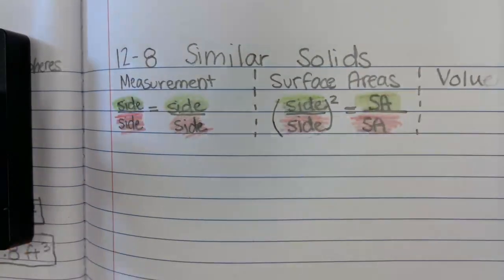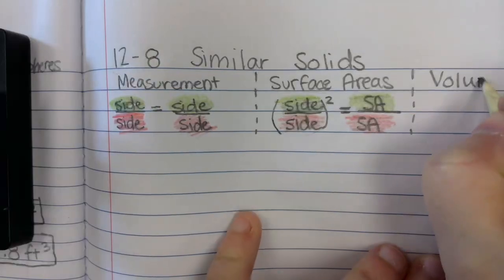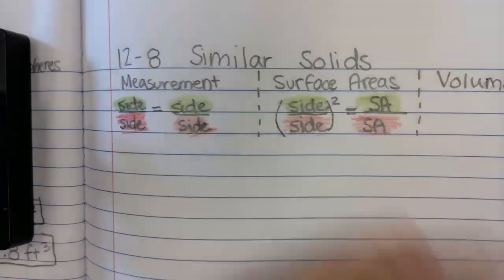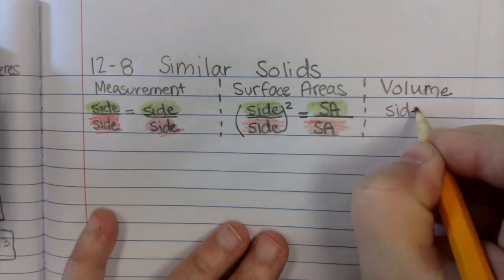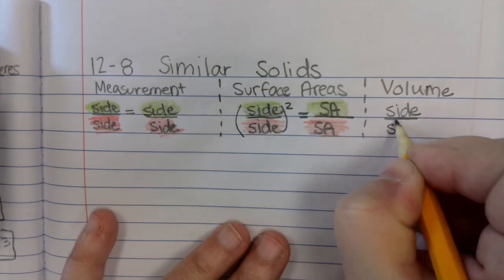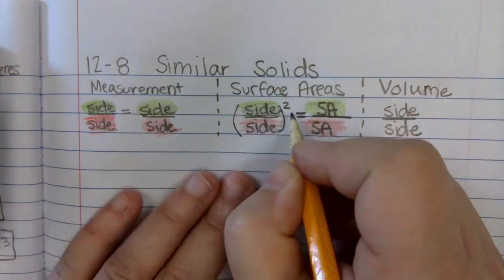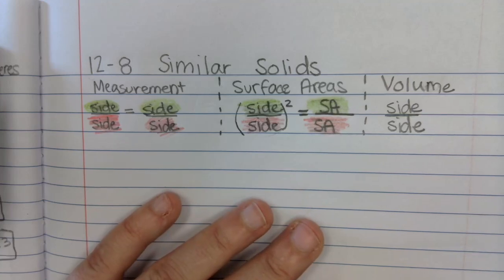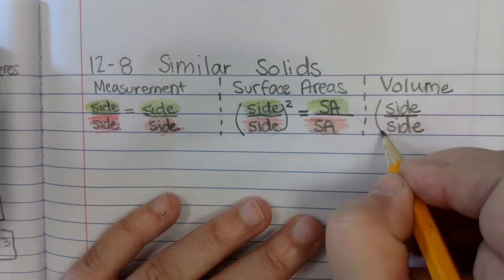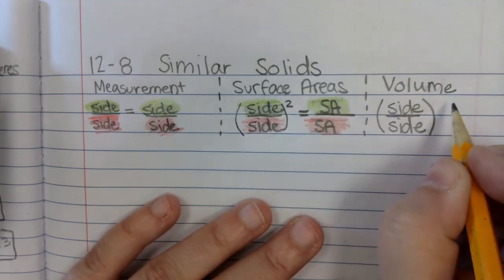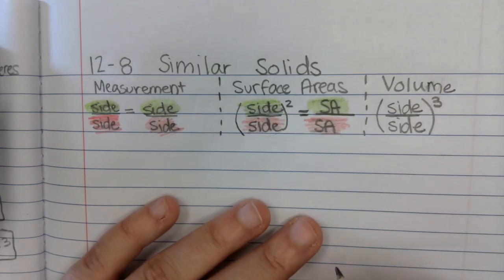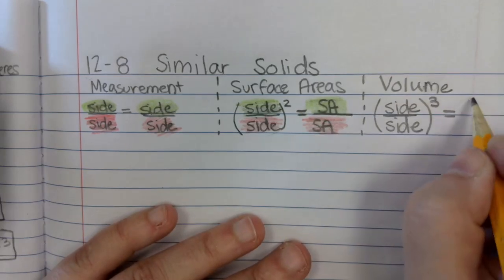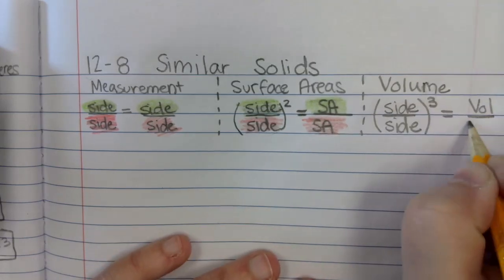All right, when we looked at volumes, we saw how that changed how much could fit in one or the other. With volume, again, we can compare a side and a side, or a measurement and a measurement. But instead of just comparing side over side, parentheses squared, what might we use for volume? Parentheses cubed. And that will equal our volume over our volume.